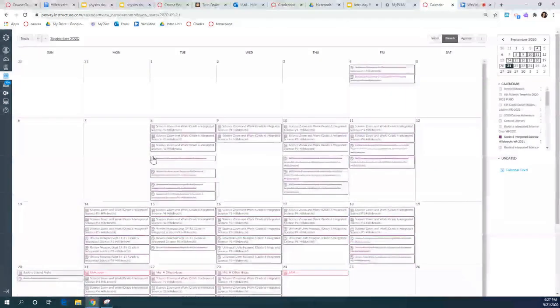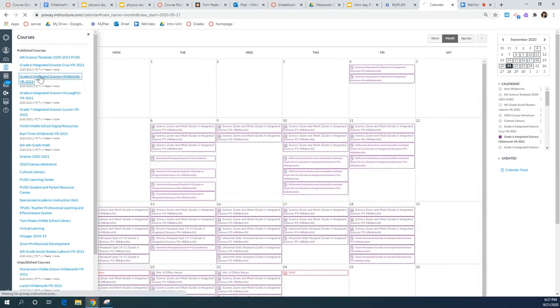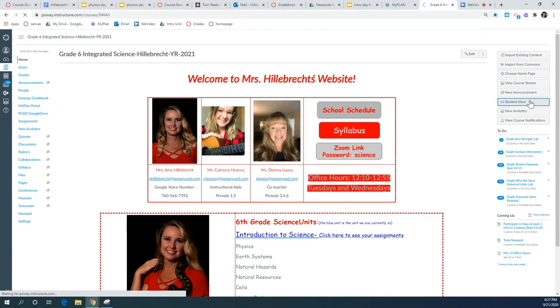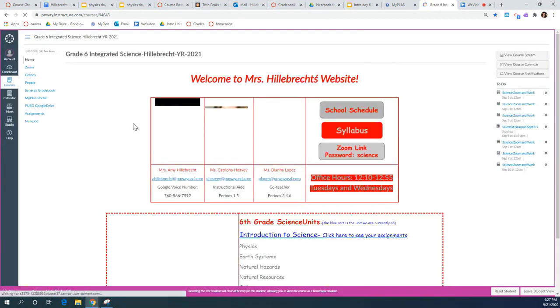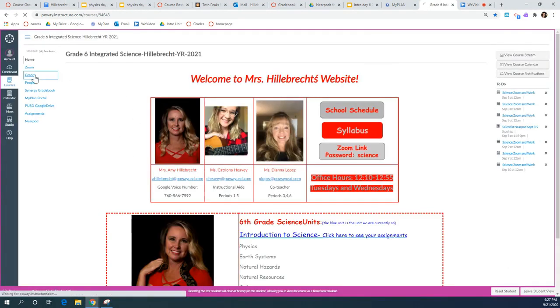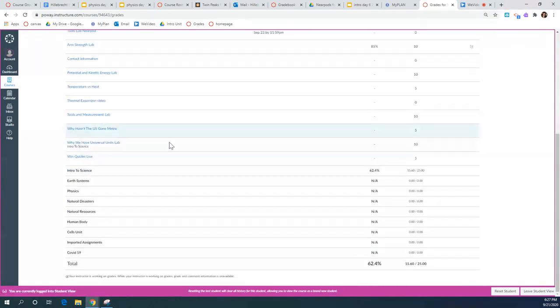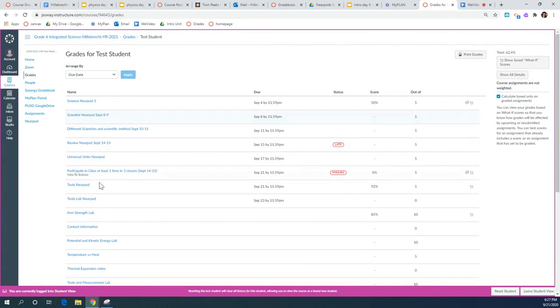So the other really important thing for you to understand is how to check on your students' grades. So to check on the grades, you're going to head to my homepage. I'm going to move over to Student View for this part. And then on the left, you can click on Grades. Once you do that, you're going to get this huge list that looks really hard to look at because there's so many things. But here's the thing.